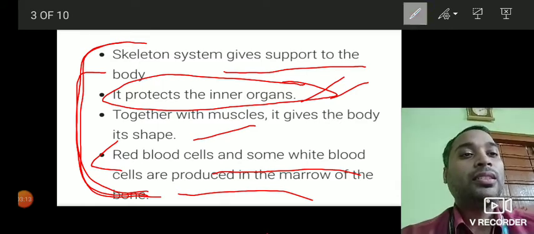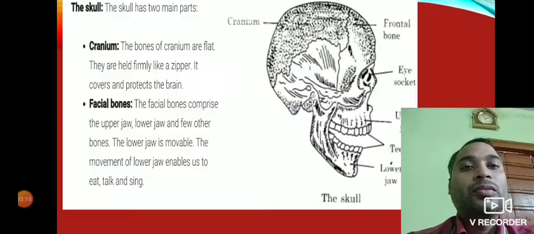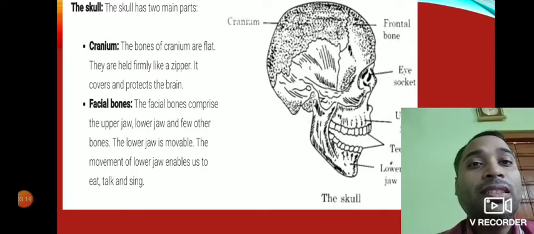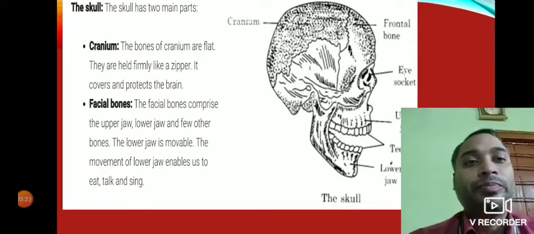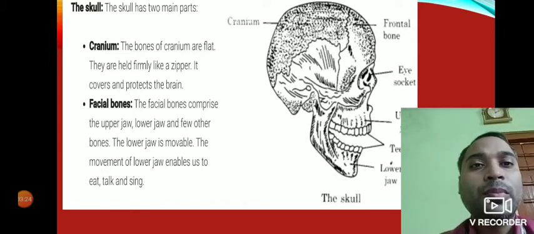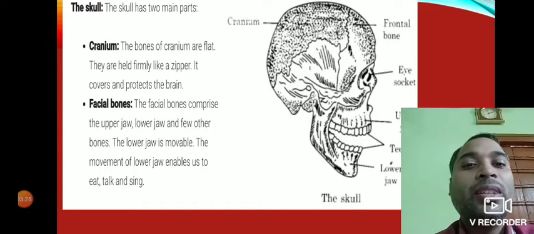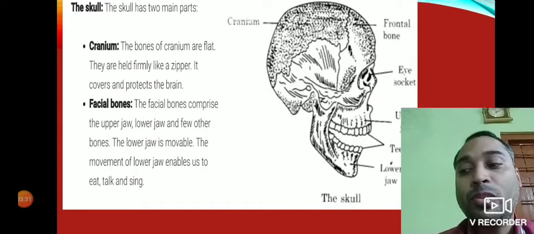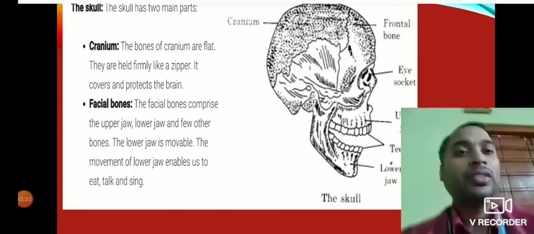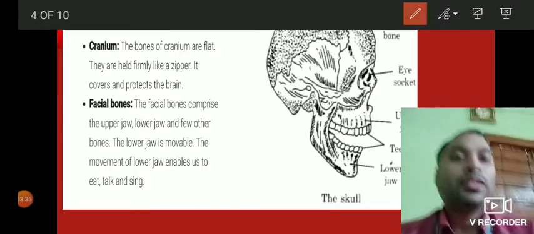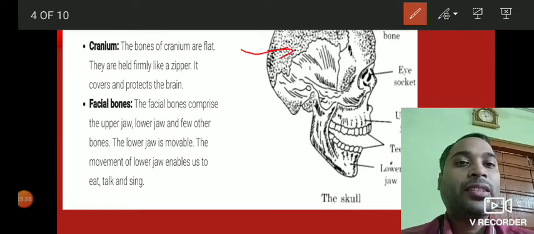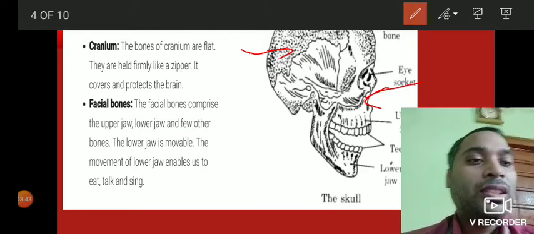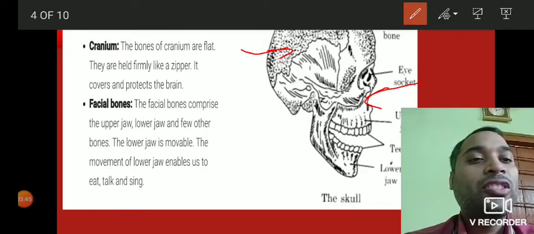Now let's see some of the important parts of the skeletal system. The skull has two main parts. One is the cranium and the other is the facial bones. We know the cranium is responsible for protecting our brain. You can see it here, this part. This is the flat part which is the cranium, and then the frontal facial parts. Here we have the facial bones.